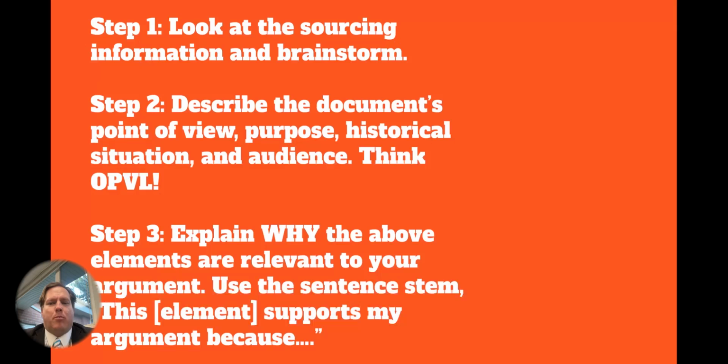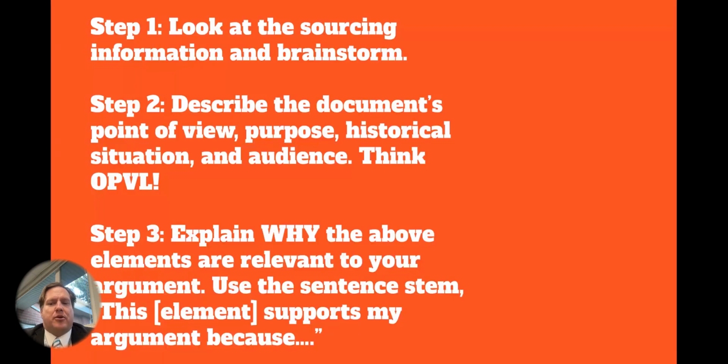So, step one is to look at the sourcing information and brainstorm. You may be familiar with the author. What do you know? What about the time frame? What are the things happening at the time to shape what the source might say? As a historian, you should do this before you read the source. You may even get to the point where you can predict what the source is going to say based on what you know about it.